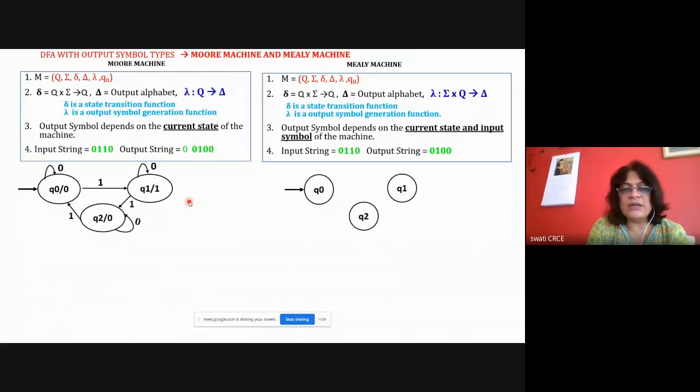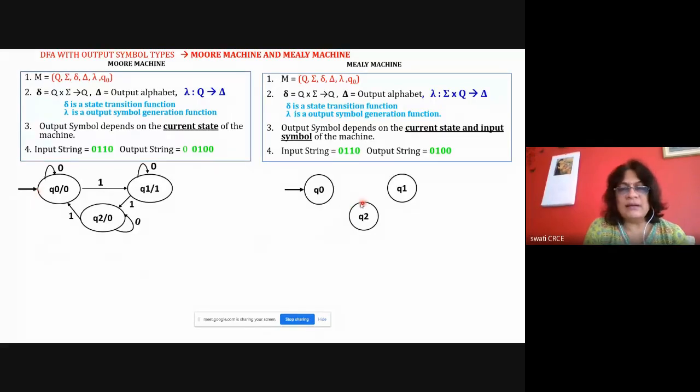The number of states for the Moore machine and the Mealy machine will remain the same. See, there is always a question in the exam for 10 marks that you have to design a Moore machine and then convert it to a Mealy machine, or they will ask you to design a Mealy machine and then convert it to a Moore machine. So you need to know the conversions between both machines. While doing the conversions, you need to remember that the number of states for the Moore machine and the Mealy machine will remain the same.